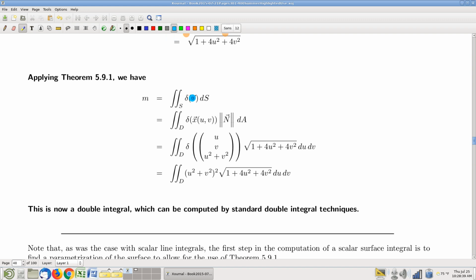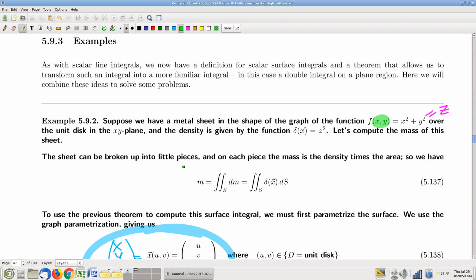Let's see here. Yeah, so our parameterization, position as a function of u and v, there it is from the previous page. Density was given as a function of position, like so. Now let's remind ourselves. Density was given as z squared. Density is z squared.